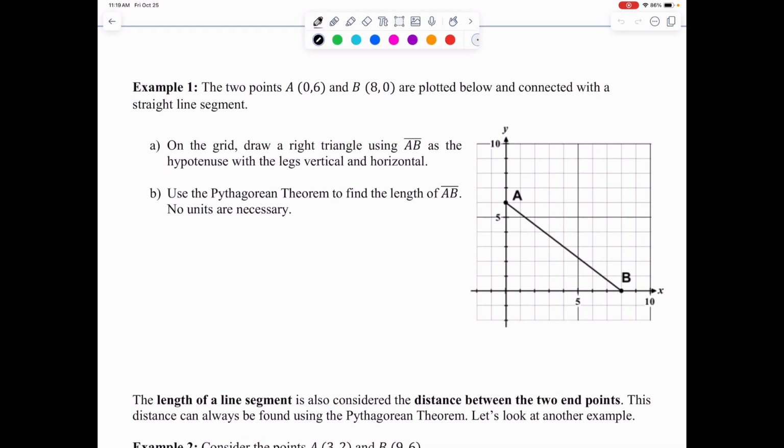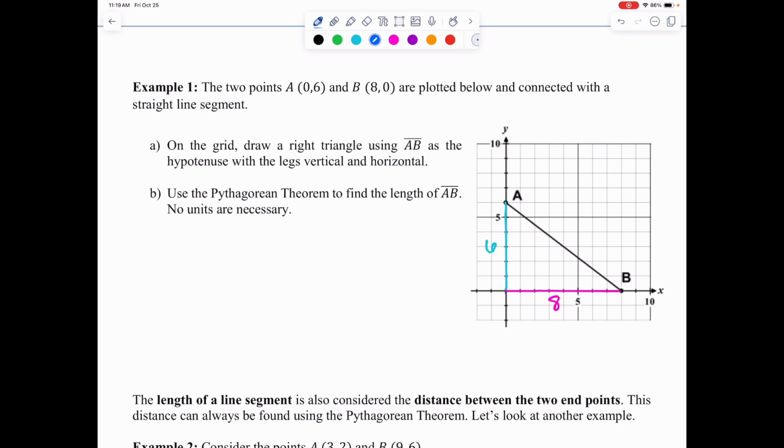So I'm going to switch colors here. And I'm going to first trace from point A down straight vertically. That's going to be one of our legs. This leg is 1, 2, 3, 4, 5, 6 units in length. Then I'm going to go from that point and meet B to have our other leg, which is 1, 2, 3, 4, 5, 6, 7, 8 units long.